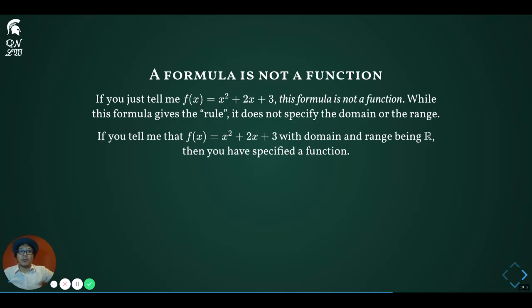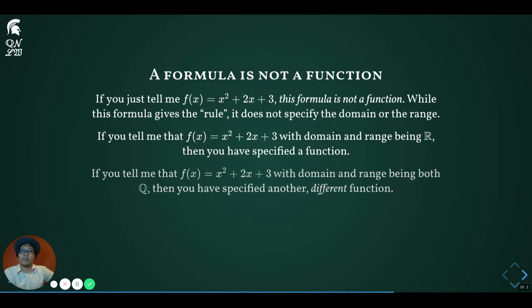If you pair this formula with a specification of domain and range, say both being the set of real numbers, then you have specified a function. But if you pair the formula with a different specification of domain and range, say both the rational numbers, then you will have specified yet another function. Even though these two functions have the same formulaic representation of their rules, they are considered to be different functions when interpreting strictly the definition of a function.